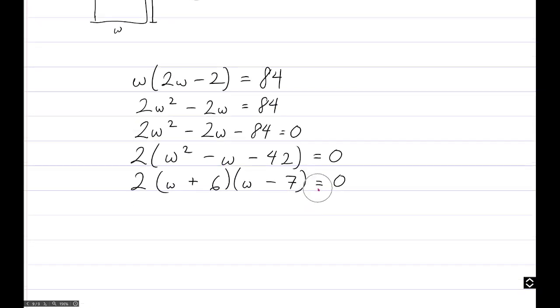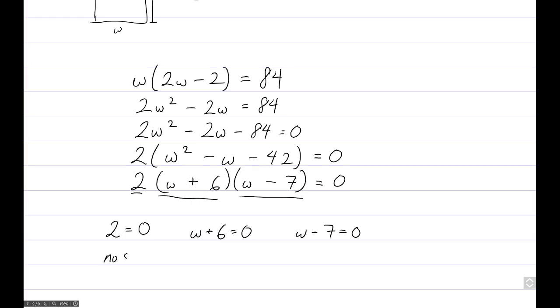Great, we've got this equation with a 0 on one side and a product. Here, let me underline the three factors. So each of those factors can get set equal to 0. So 2 equals 0. The next factor, w plus 6 equals 0. The next factor, w minus 7 is equal to 0. 2 equals 0, there's no solution. It does not matter what value of w you pick, 2 will not equal 0. So there's just no info there.